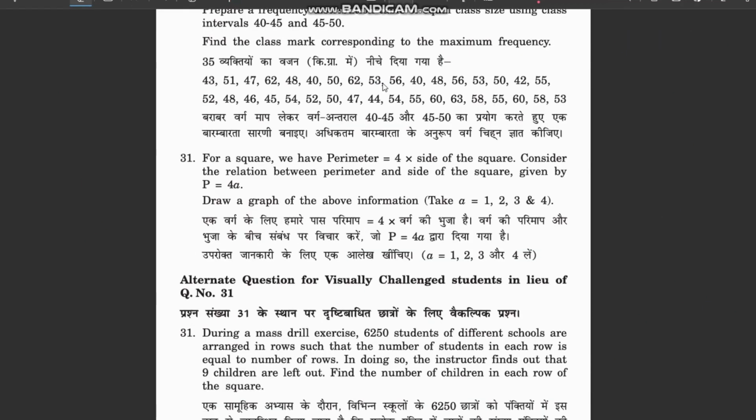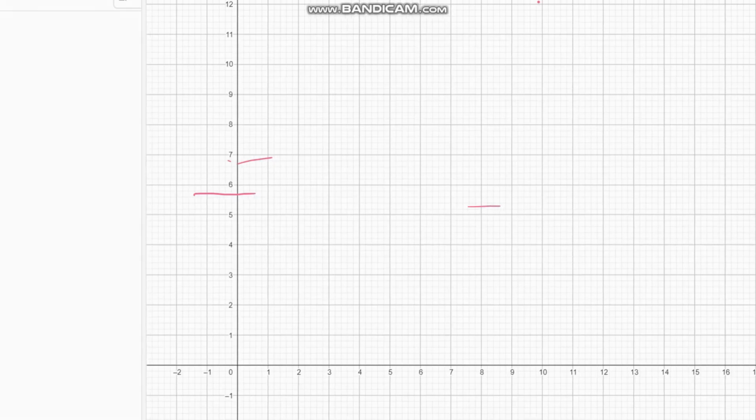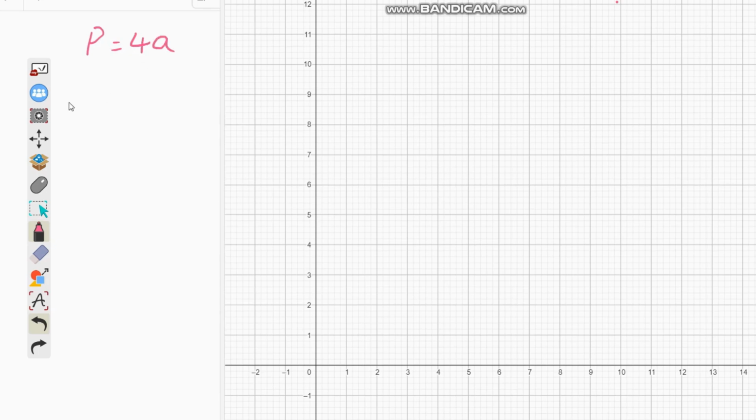Next question: for a square, the perimeter is 4 into the side of the square. Consider the relation between the perimeter P equal to 4a and the side of the square given. See, P equal to 4a. Here this is a square, so we can take the a values as 1, 2, 3, 4. Now we will go to the graph. We got the relation between P and a as P equal to 4a.